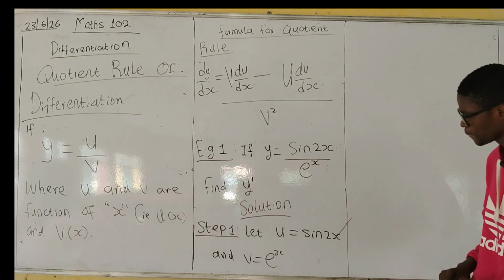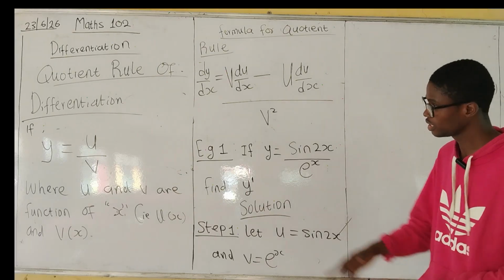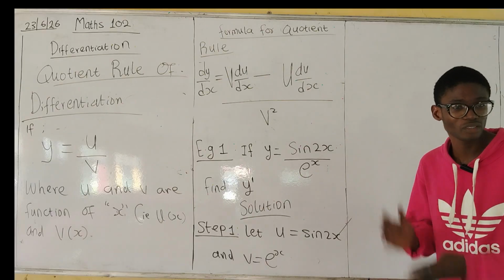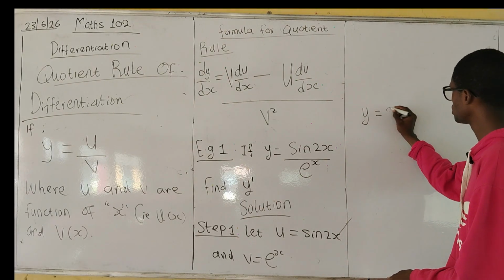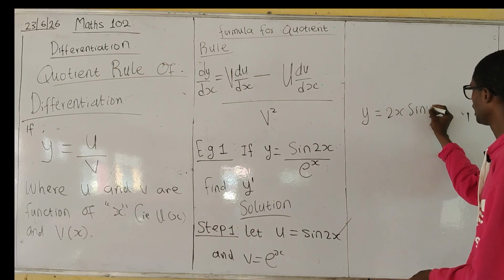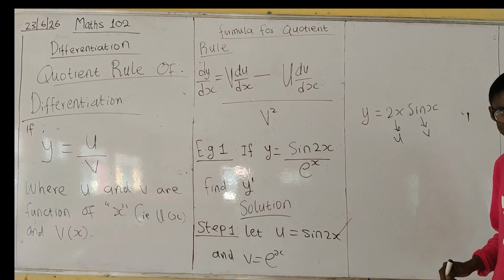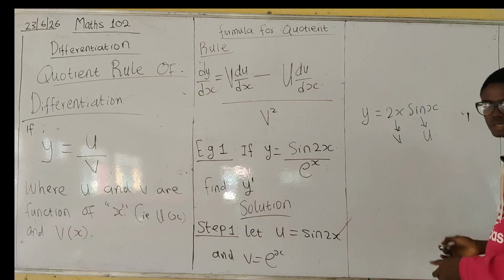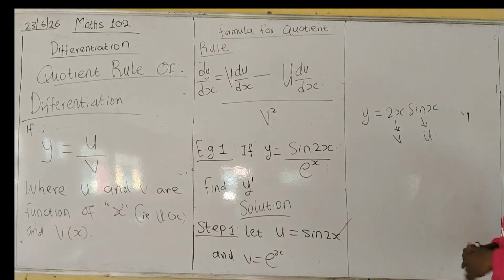Now, take note again. Any of them can be u, any of them can be v, because in the case of the product rule I stated earlier, if you take any of them as u and v, it won't affect you. Assuming I have y equals 2x, let's say, times sin x. If I take this as u and this as v, it won't affect it if I take v and u. It will give me the same answer. Can we try it out?